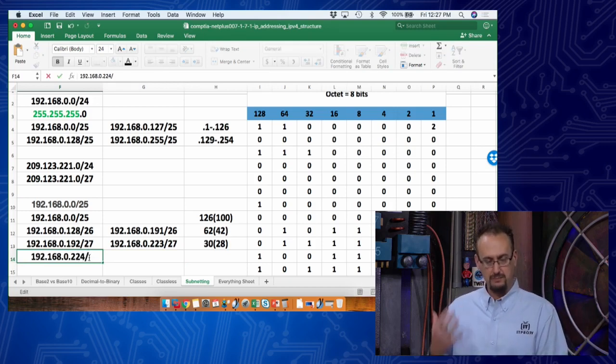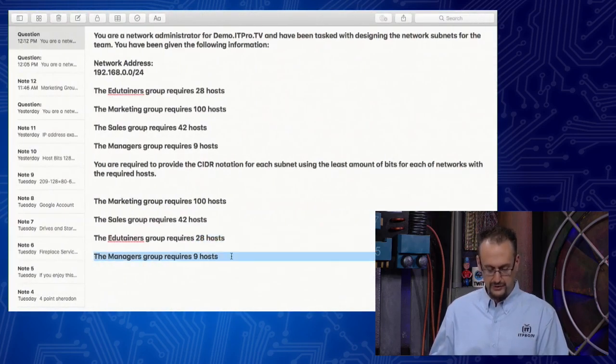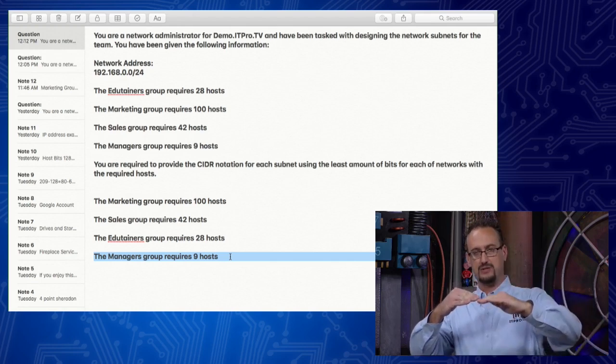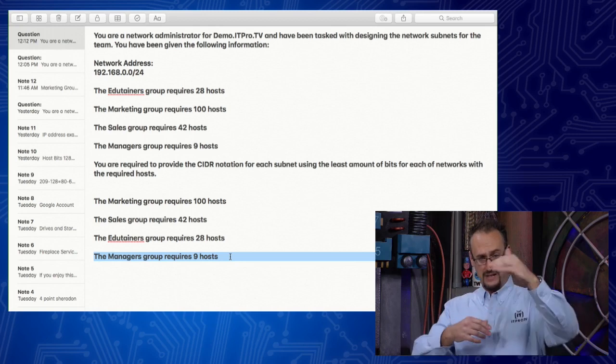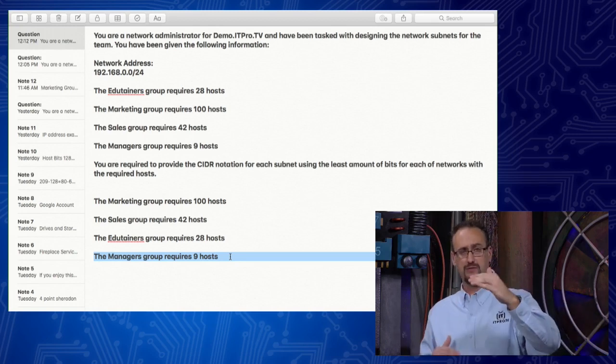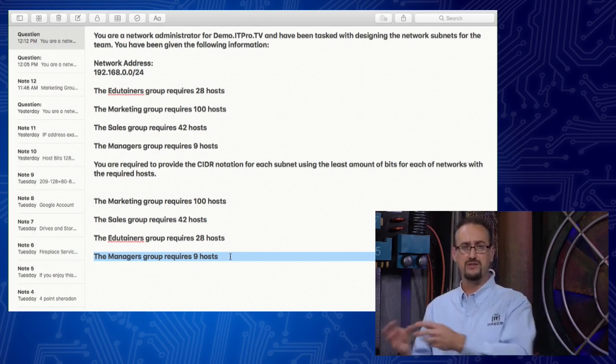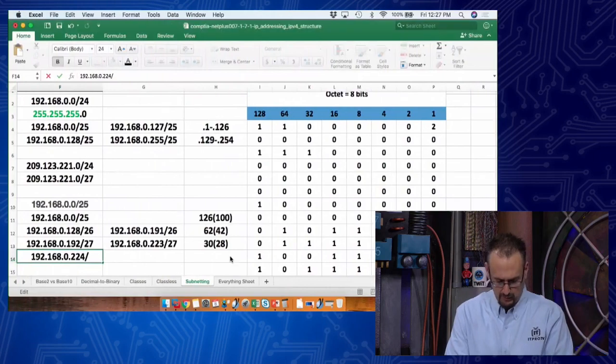Now that I know that I'm working with 224 for my next network ID, I've got a few possibilities that we still need to work on. I need a managers group that has 9 hosts in it. Notice how we're working, and we're doing this basically in a continuous fashion with no overlap. Each network is separate, and we're working with the overall pool of addresses we have, and dividing it up using variable length subnet masks to put those nodes within the specific networks that we want to create.